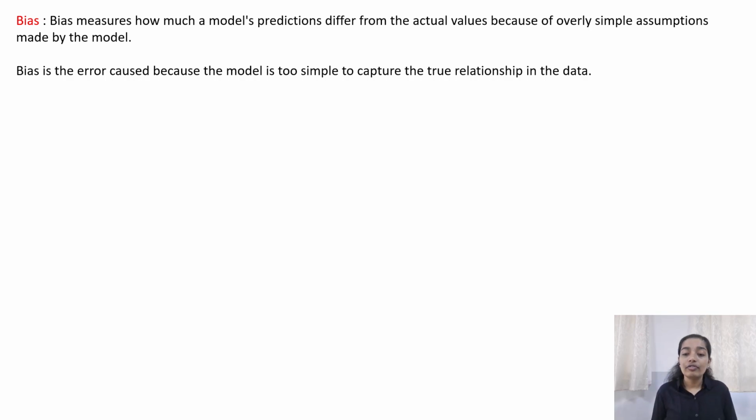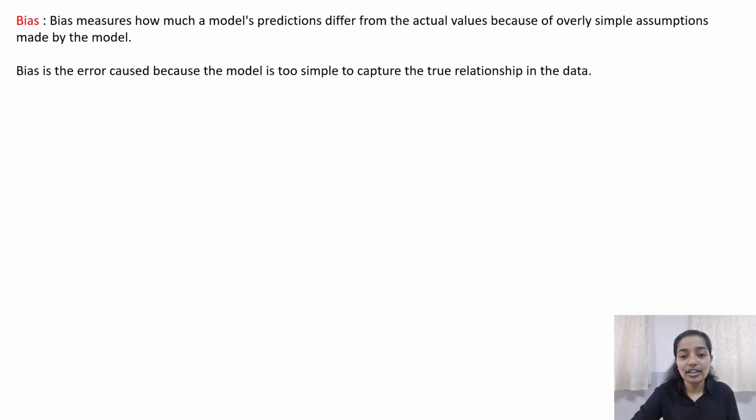So we have two possible conditions, that either the model is very simple and not able to capture anything, or the model is too complex. To measure how simple the model is, we use the concept of bias. And variance is when the model is too complex. To measure that, we have a different error.